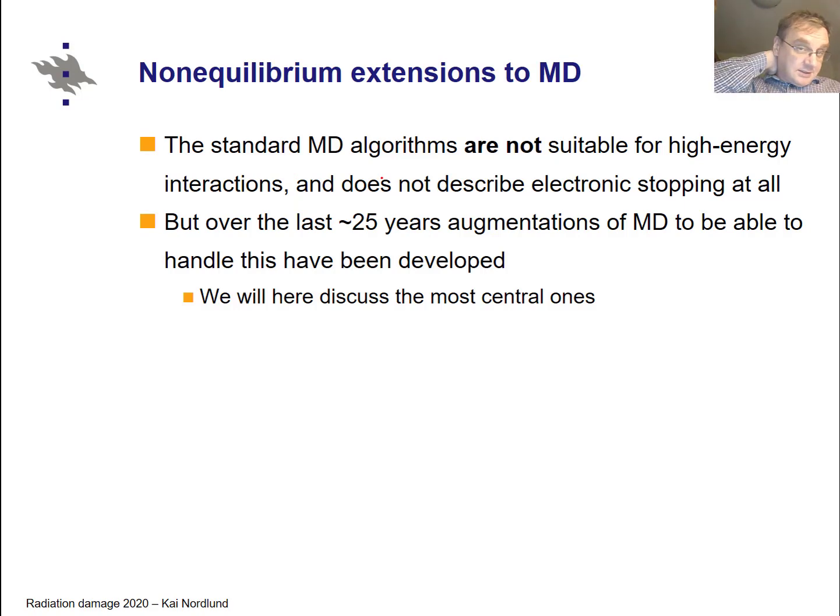But this is not enough. It turns out that if you take the standard MD algorithm and start to simulate radiation effects, you almost always go wrong, and sometimes horribly wrong. But because of that, a few groups in the world have over the last 25 years or so developed augmentation methods to molecular dynamics to handle this. And here I'll discuss the most central ones, which are now commonly accepted by everybody in the field to be appropriate.